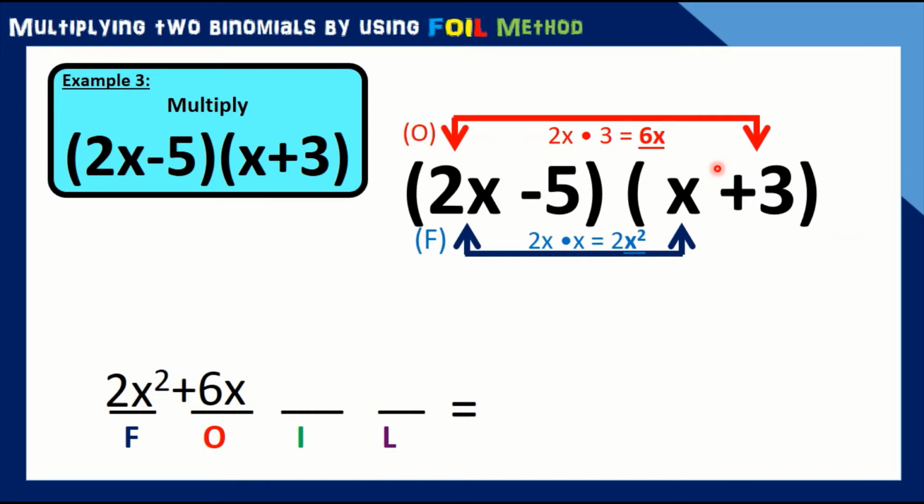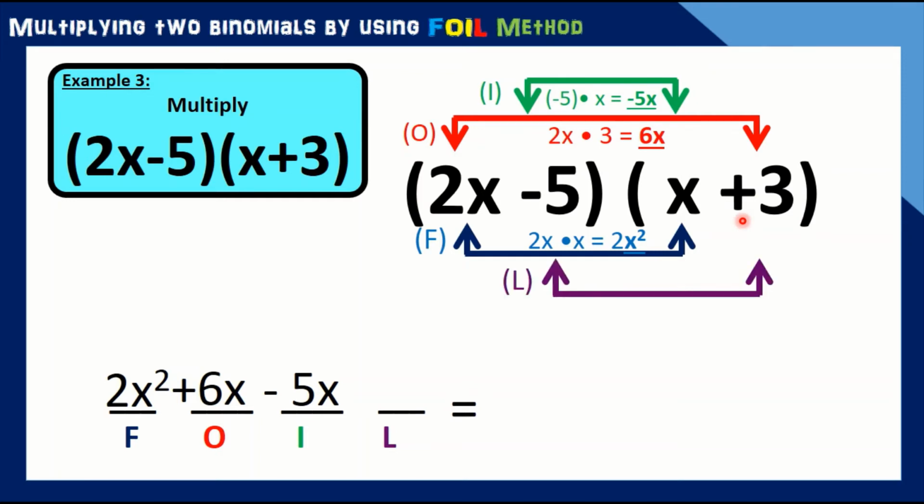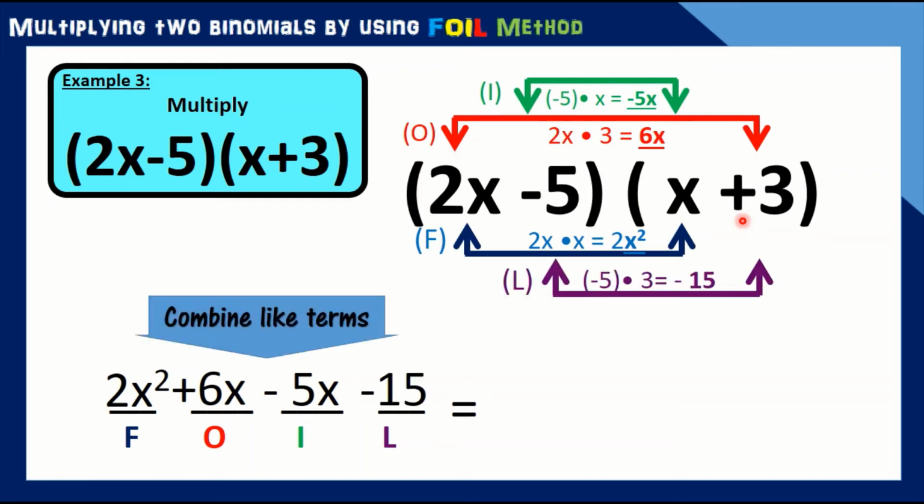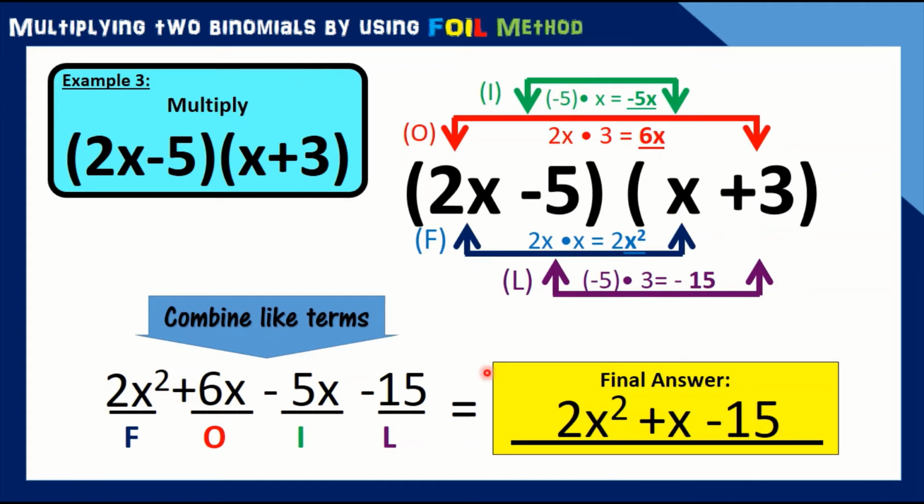Next, multiply the inner terms. Negative 5 times positive x, we have negative 5x. And for the last terms, multiply negative 5 times positive 3 equals negative 15. Then, combining like terms, the final answer is 2x squared from the first term, and then 6x plus negative 5x, or 6x minus 5x, equals positive x, minus 15.